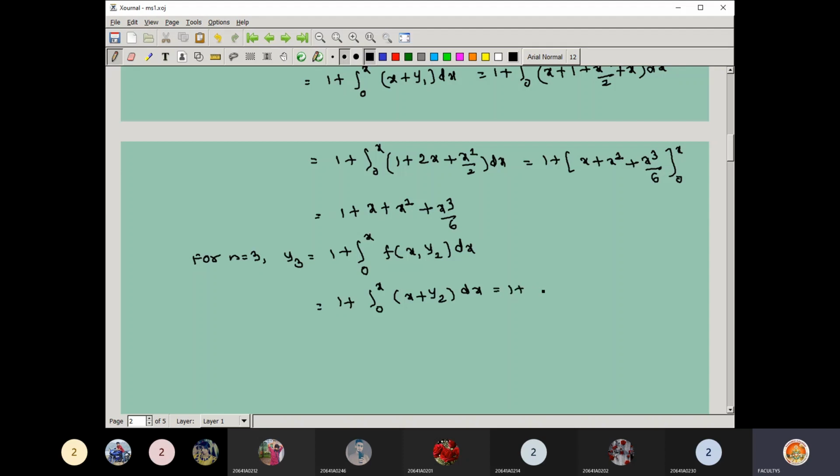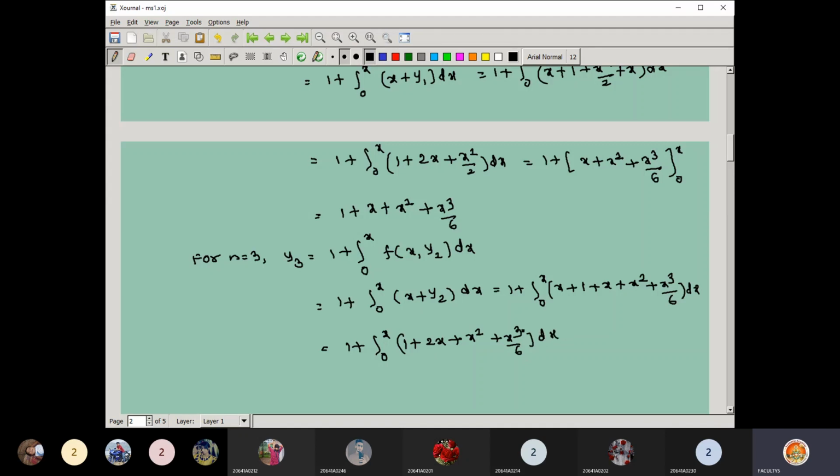So it is 1 plus, directly before taking the integration, x plus y2, which we have already calculated. Its value is 1 plus x square plus x cube by 6. So that y2 value is substituted here, and first you do the simplification: 1 plus integral 0 to x of x plus x, which is 2x, plus x square plus x cube by 6, all of dx.